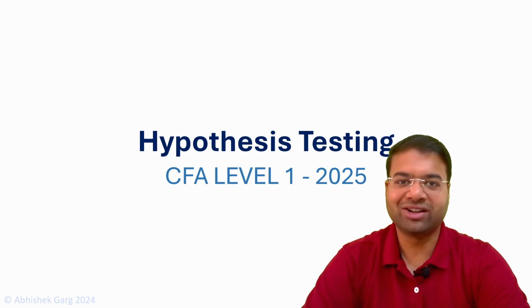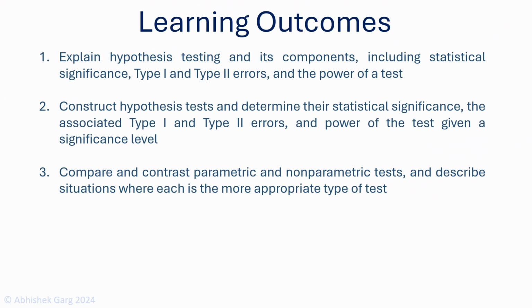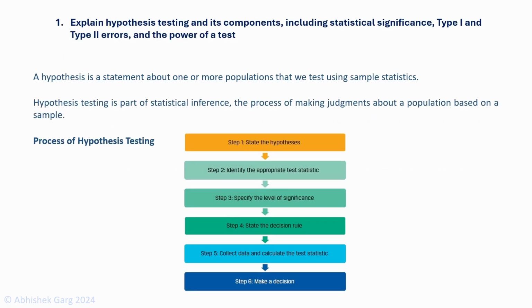Now let's get started. There are three learning outcome statements in this module. We'll cover them one by one. Explain hypothesis testing and its components, including statistical significance, type 1 and type 2 errors, and the power of a test. So first of all, let's discuss what is a hypothesis.